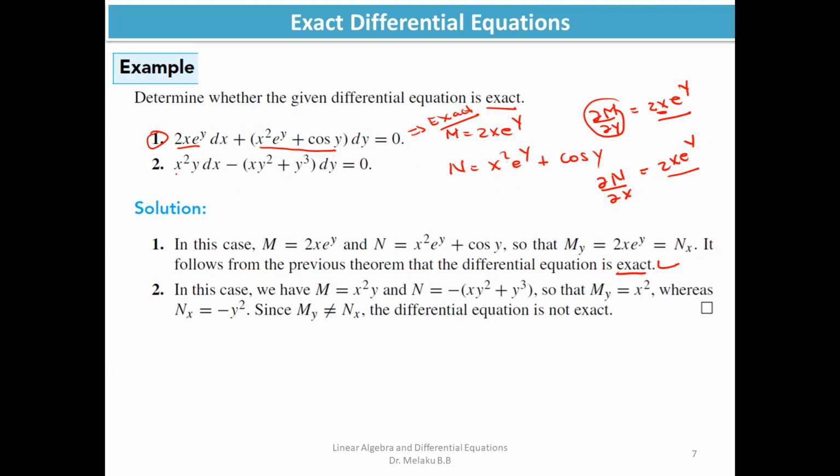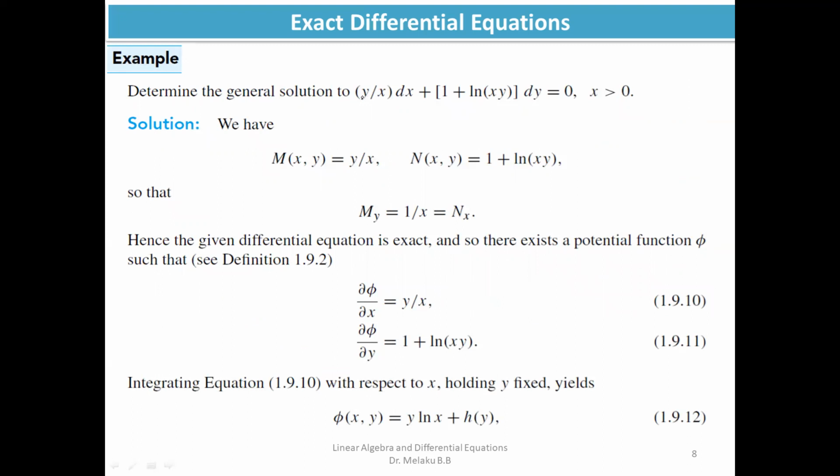How about the second case? This one is M, and this one, with the minus, is N. Upon differentiating M with respect to y, this will be x squared only. And N with respect to x will be minus y squared. But they are not the same, because one is positive. M_y is x squared and N_x is minus y squared. So we have that x squared is different from minus y squared, which implies not exact. Not exact. That's true.